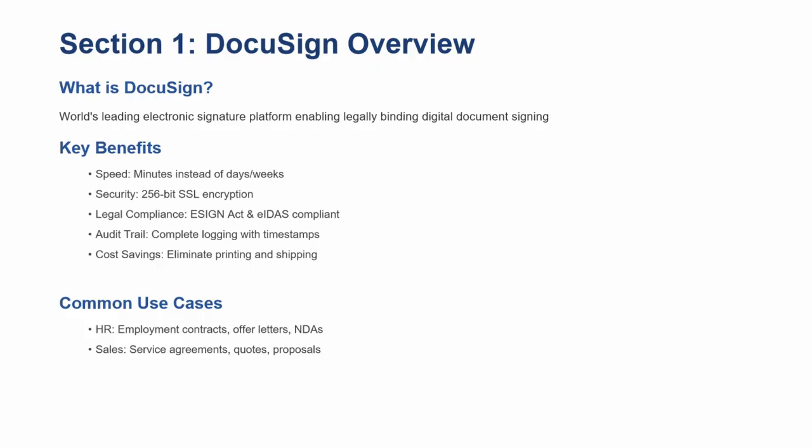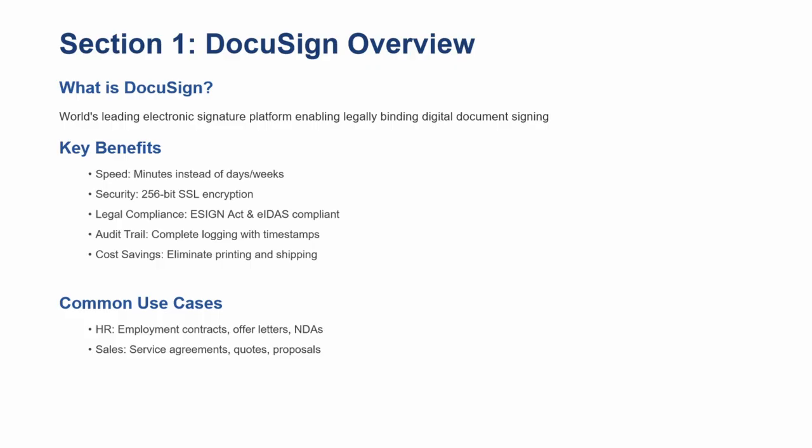DocuSign is the world's leading electronic signing platform. It enables legally binding digital document signing without the need for physical paperwork. For instance, if a customer needs to sign a contract from another city or country, they can simply open an email, review the document, and sign it from their phone or laptop. Everything happens digitally in a secure and compliant manner. This is why DocuSign has become a core tool for modern digital workflows across industries.